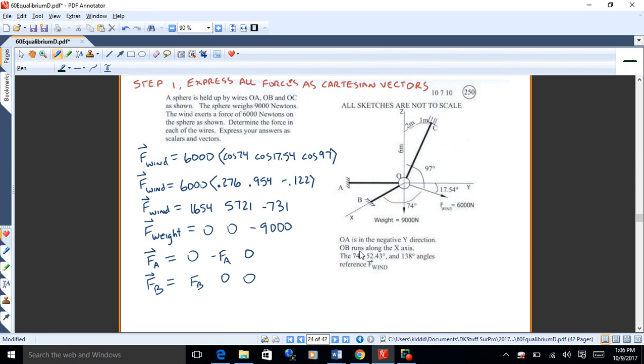Okay, that wind force ought to be something on the order of 1650, 5720, and negative 731 or thereabouts. You all get into that okay? So you just take the magnitude of the force, the 6,000, times the cosine of the 3 angles. That's how you do that, right? We okay with that? Doing all right? Any questions on that bit?